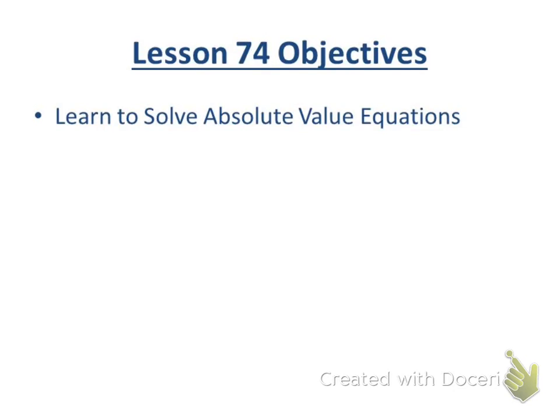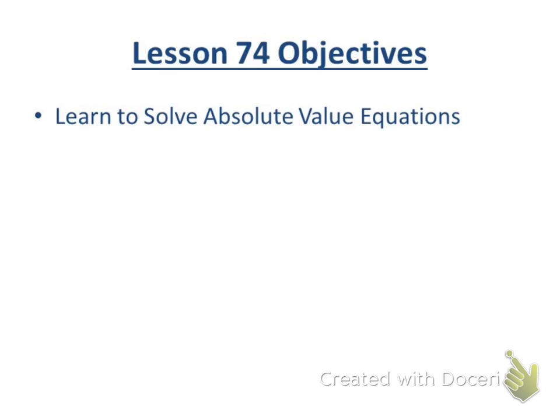All right, today, lesson 74, learning to solve absolute value equations. In the Bell work, we defined what absolute value is. Absolute value is a number's distance from zero on the number line. So, absolute value is considered to be distance.